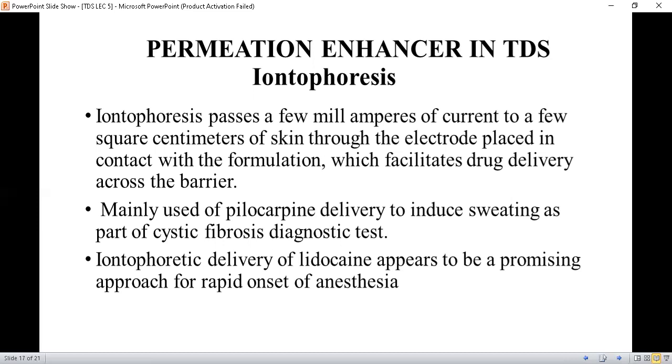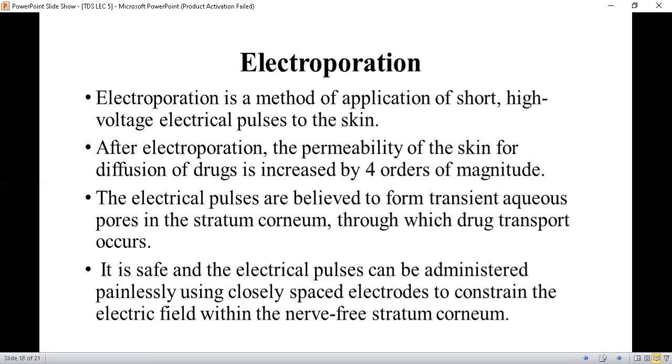This is the first method which can be used to increase the permeability of the skin, and this is iontophoresis. The second one is electroporation. Students, electroporation is a method of application of short high voltage electrical pulses to the skin. After electroporation, the permeability of the skin for diffusion of drug is increased by 4 orders of magnitude. Electroporation increases the permeability of the skin.